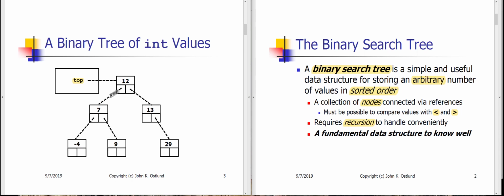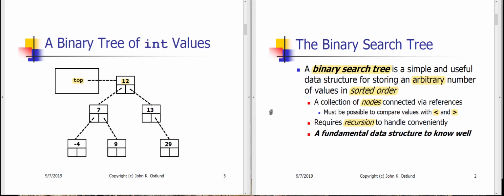So the left child refers to the topmost node in a tree of values that are all less than 12, and the right child refers to the topmost node in a binary search tree of values that are all greater than 12. So this entire thing is a binary search tree, but recursively the left-hand side is a binary search tree and the right-hand side is a binary search tree as well.